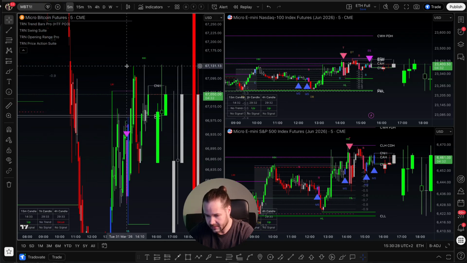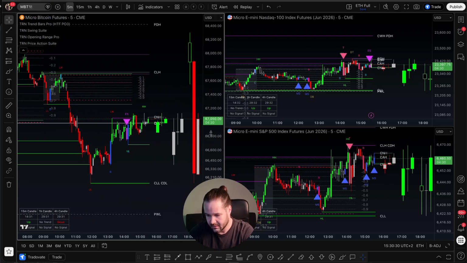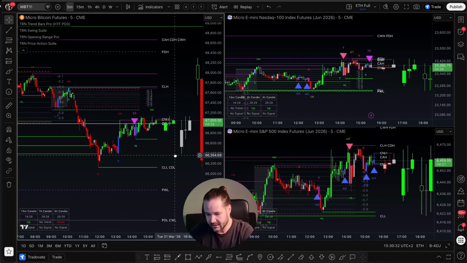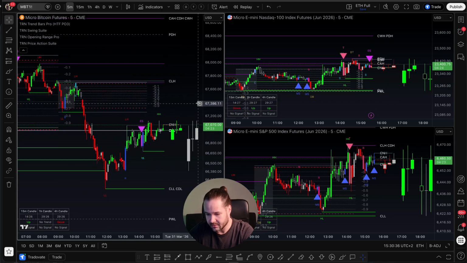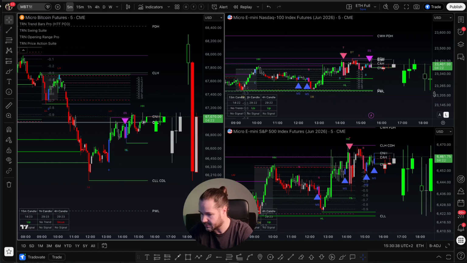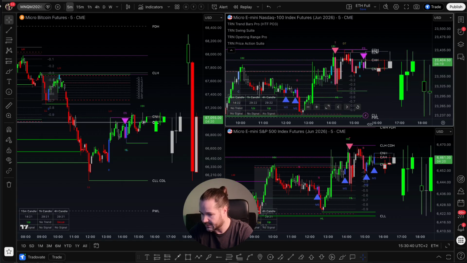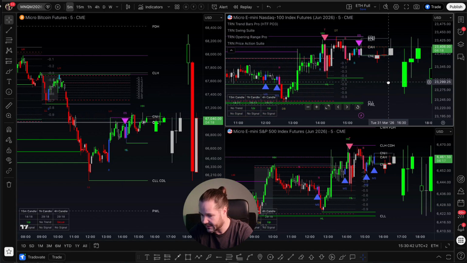Got a little liquidity grab here. And if we get a down signal soon, I would try a short here on Bitcoin. Let's see. It doesn't look too bad. Maybe we get a chance soon, and then we have ES.